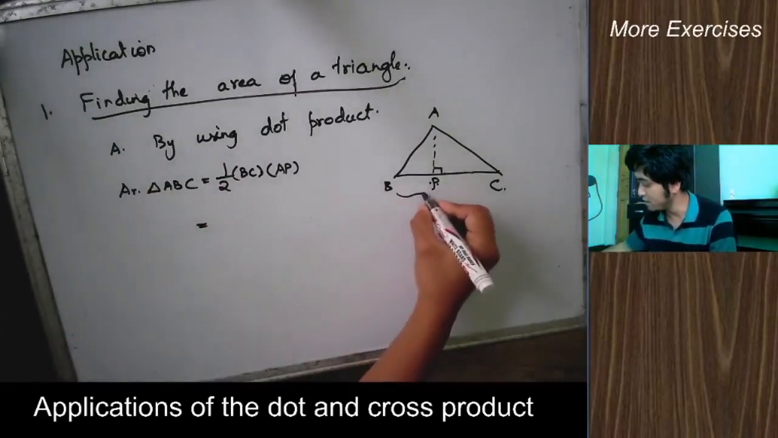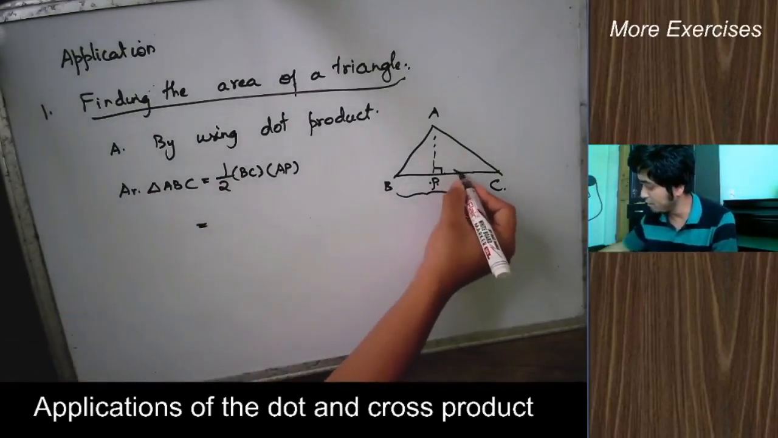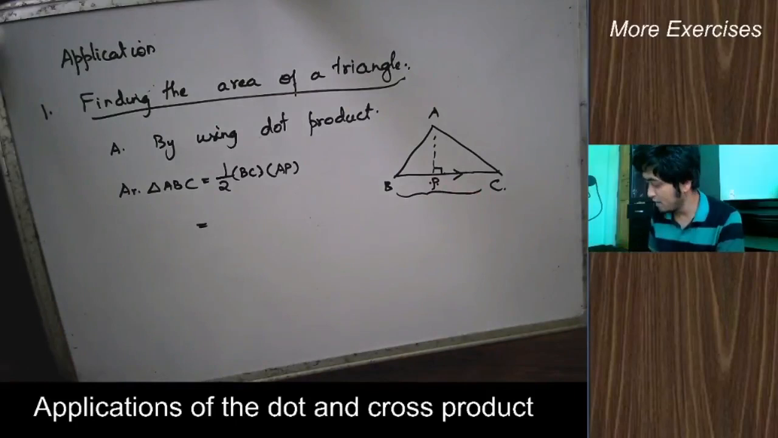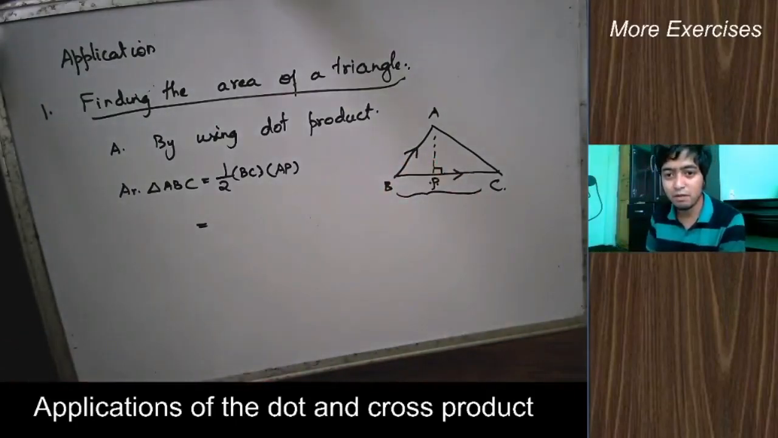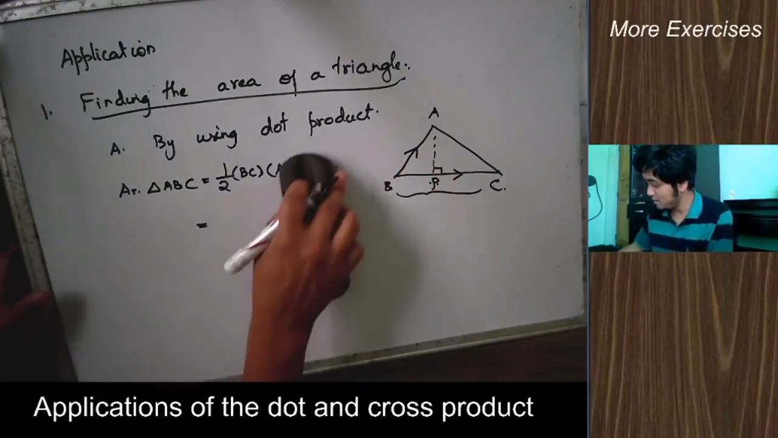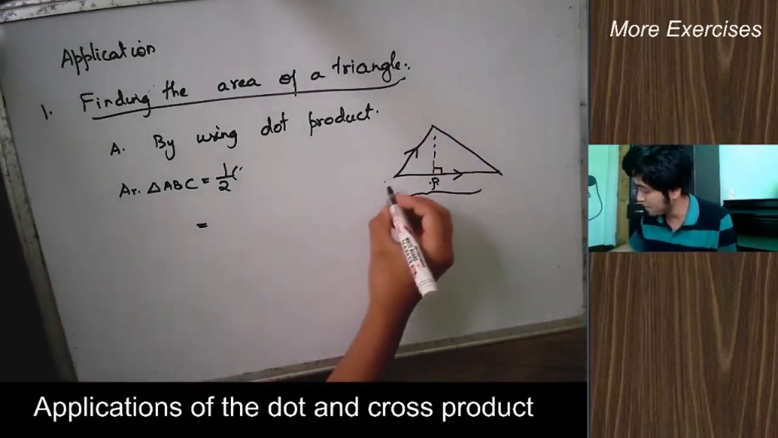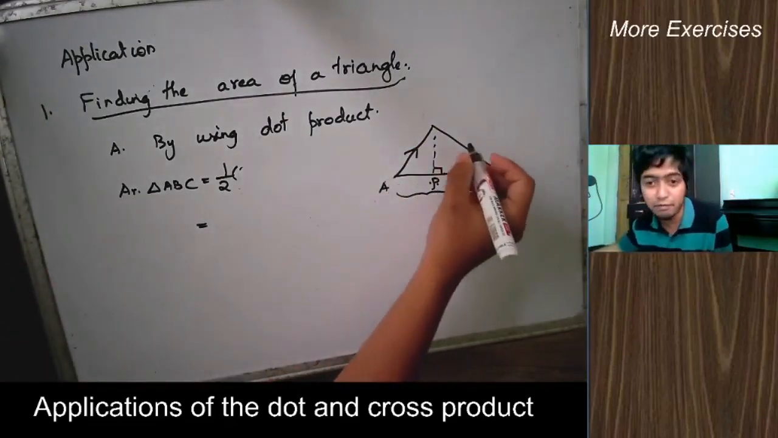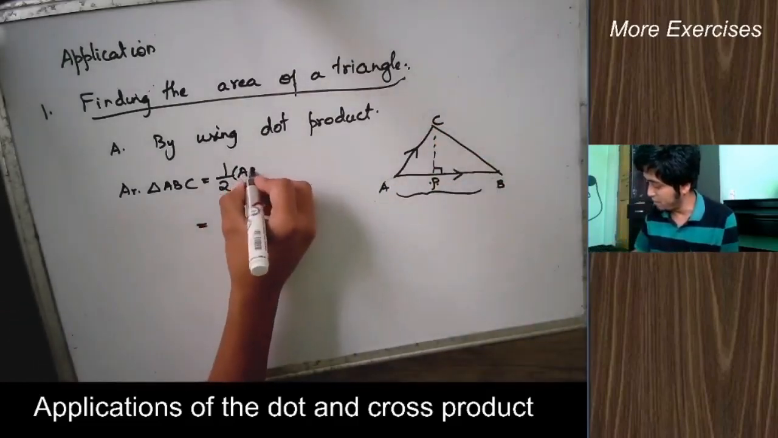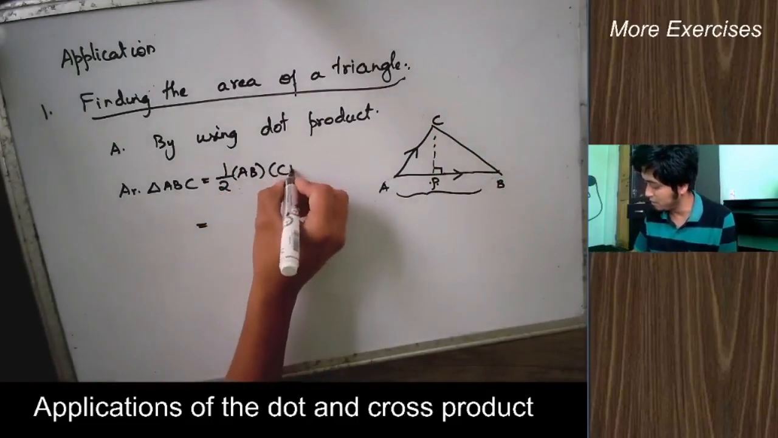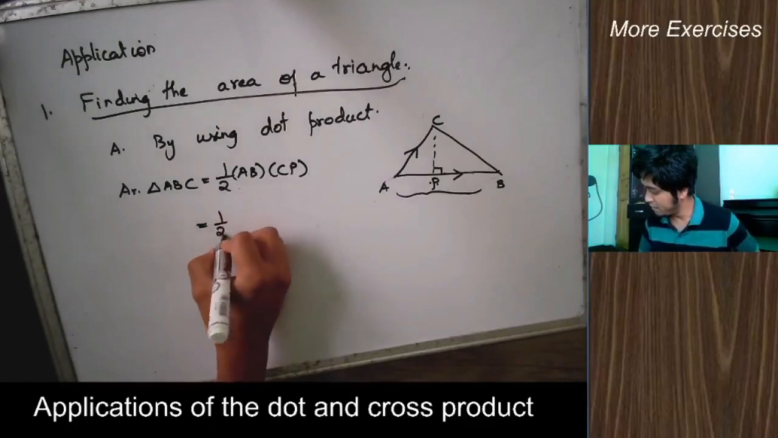So I will name this vector BC, and I will include this arrow. And over here AB, I will use this arrow. Maybe it is best if we take this one as A, B, and C. It doesn't matter, just for the sake of convenience. So the formula here will be AB, CB, so it will be half AB.